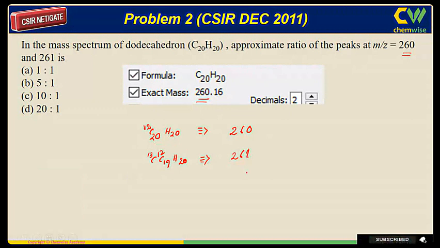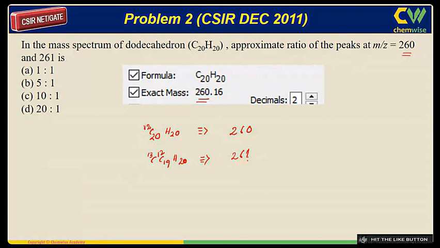Why not have 2 carbon doped with 13C? Because the intensity will be very much less. Of course it is there, but we cannot see it on the mass spectrum. So we have identified these two peaks. That one is for 12C, where all the carbon is 12C. That's why 260. When 1 carbon is 13C, it is 261.